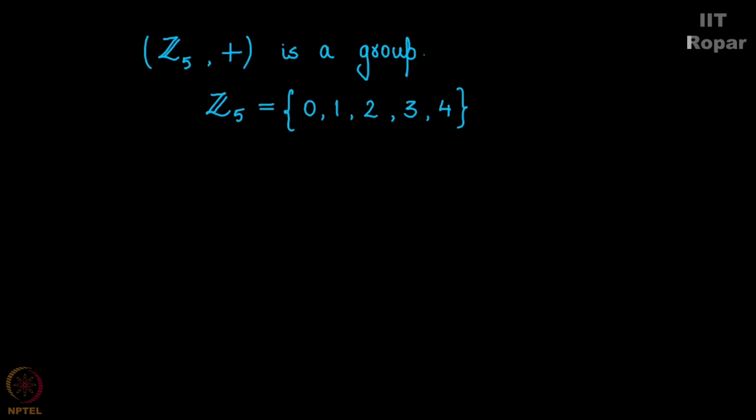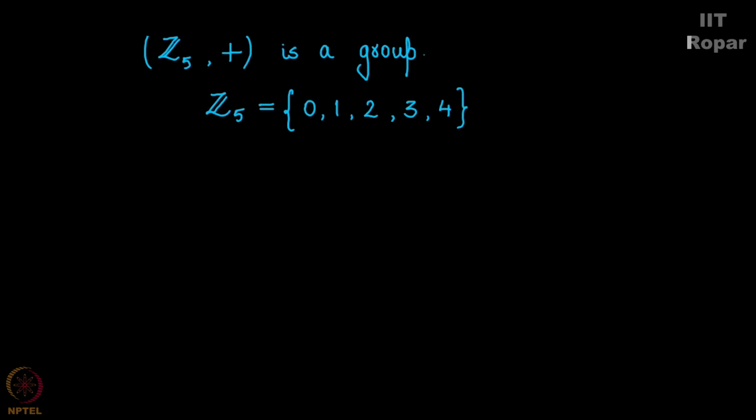In the earlier video, I had told that Z5 is a group under addition modulo n. Let us see how. So Z5 under addition is a group. Let me state it. Now, what are the four properties that this set Z5 must satisfy for it to be a group? First is the closure, right?